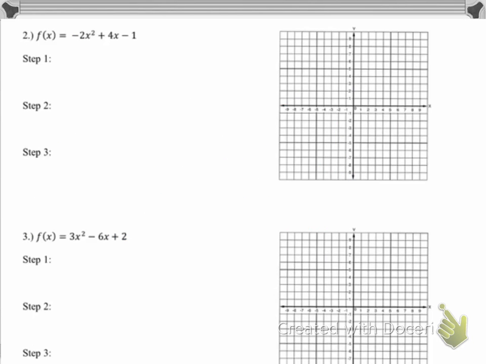So looking at our second example, step 1, we're going to find our line of symmetry. So the opposite of B all over 2A, or negative 4 all over 2 times negative 2. And so that's going to give me negative 4 over negative 4, or that's just going to be positive 1. So that's really convenient. And so from here, I'll go ahead and sketch the line of symmetry.